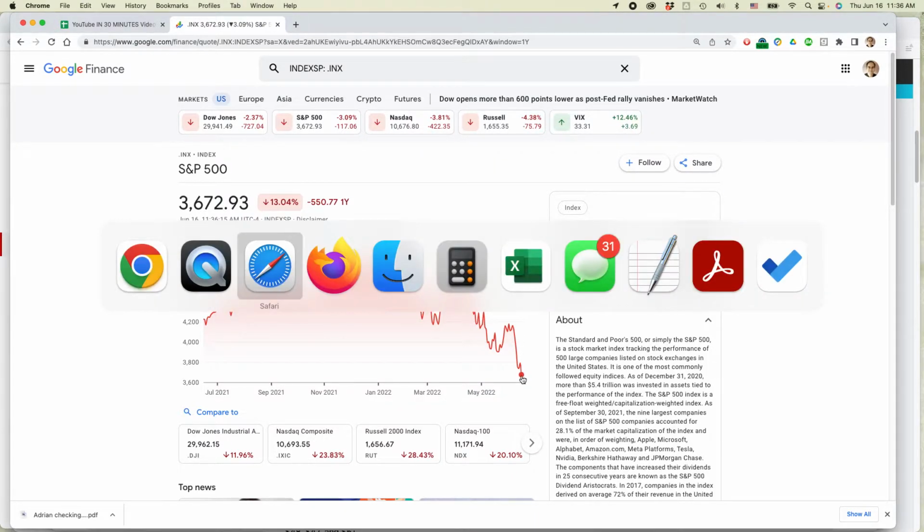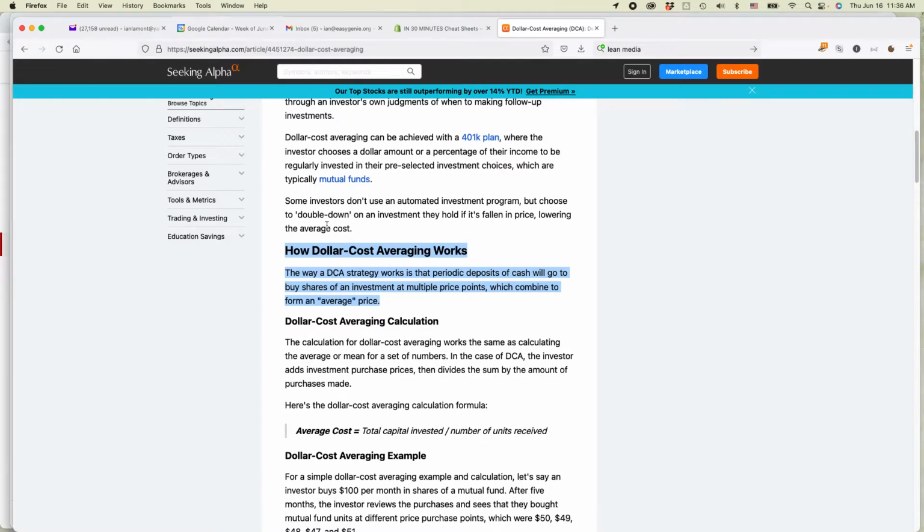And basically, here's how it works. This is from Seeking Alpha, and this is a very simple definition that I think works very well. It's that periodic deposits of cash will go to buy shares of an investment at multiple price points, which combine to form an average price.